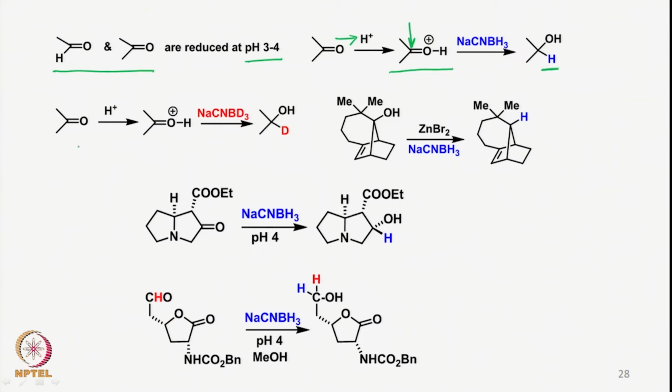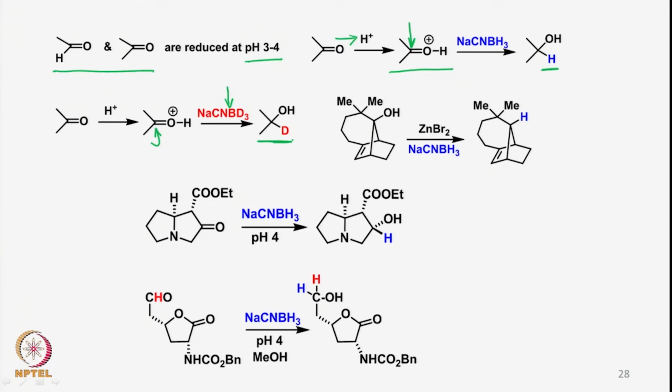So, we can also do it in this fashion, where we add H plus and then sodium borodeuteride, and obviously we can introduce the deuterium here and form the corresponding deuterated alcohol. So, this utility of sodium cyanoborodeuteride to give the corresponding deuterated alcohol is also used.